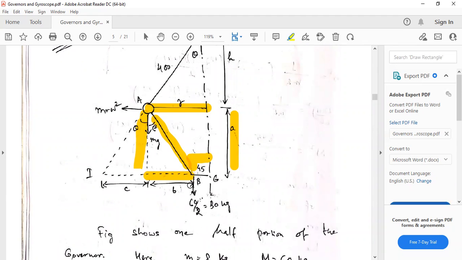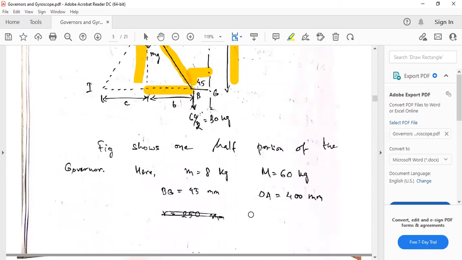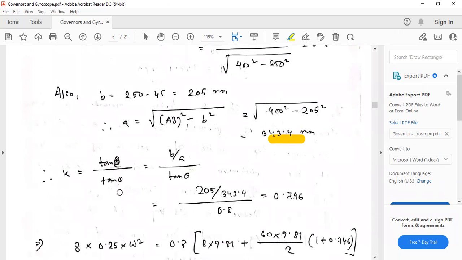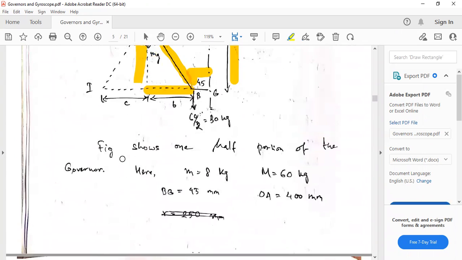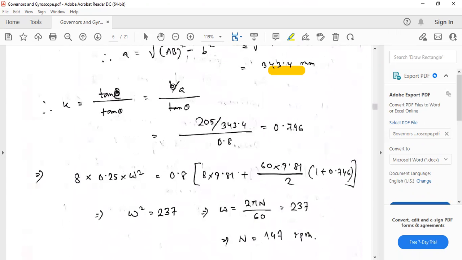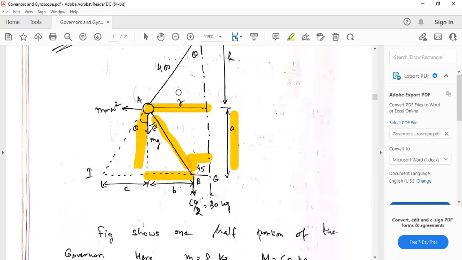Now we need to know the length of B also, so we can find out this length, small a, this part. From Pythagoras theorem, it is root over AB square plus B square. Okay, we get this length. Now since we know these two lengths, we can find out beta, isn't it? B by A is tan of beta. This is beta, perpendicular B by base A. So tan beta is B by A.